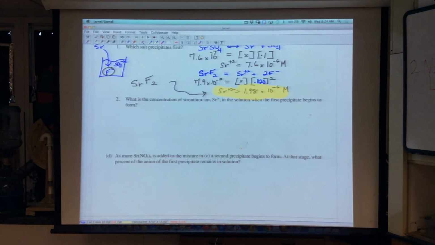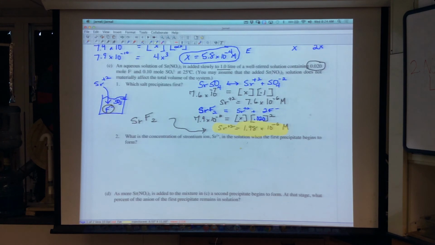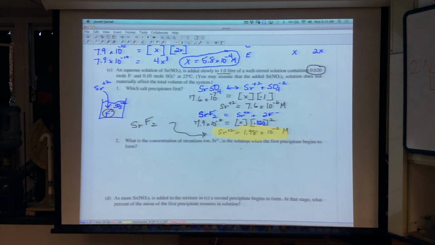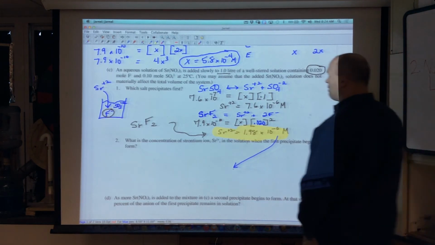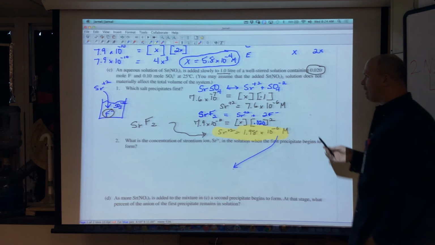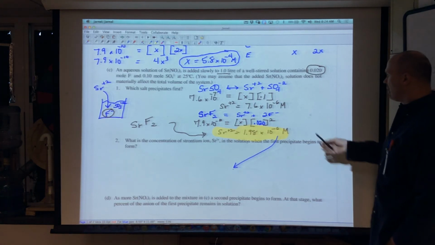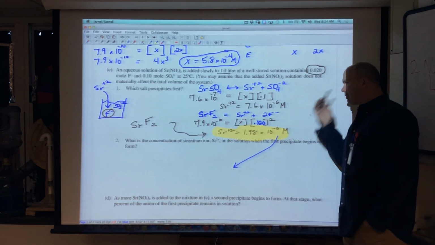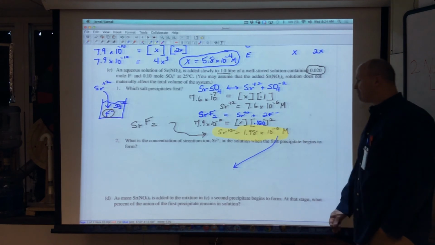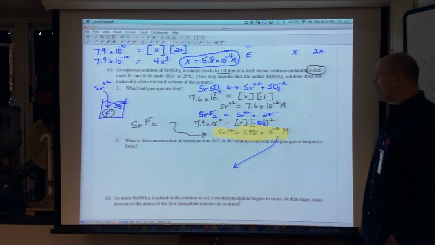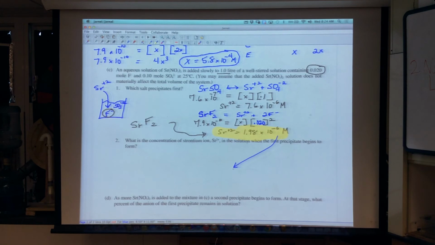Okay, 2. What is the concentration of strontium ion in the solution when the precipitate first begins to form? Obviously, we just found it, didn't we? Here it is. So maybe in some other way you did this. I don't know what other way you would have, but this is the concentration you would use. So this is probably a question that's built together somehow, and there's the answer. Okay, letter D.